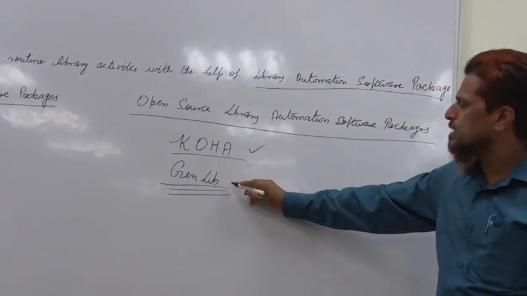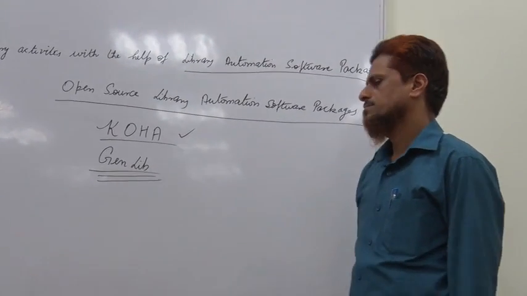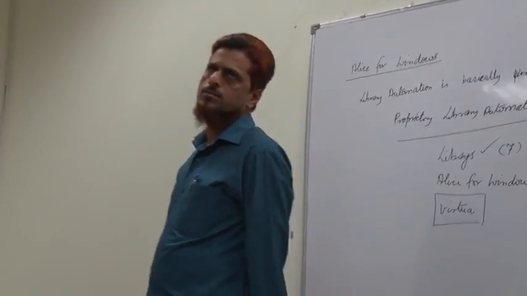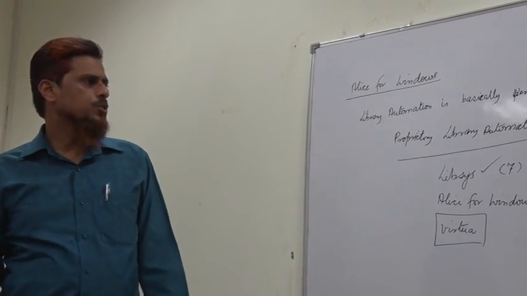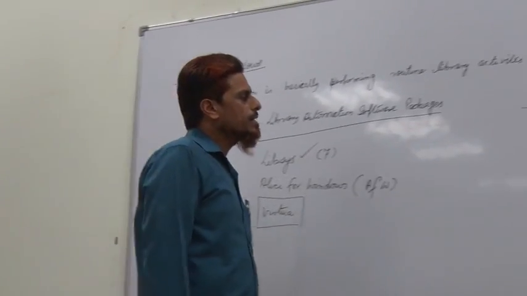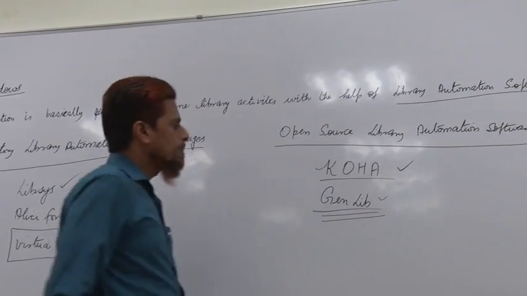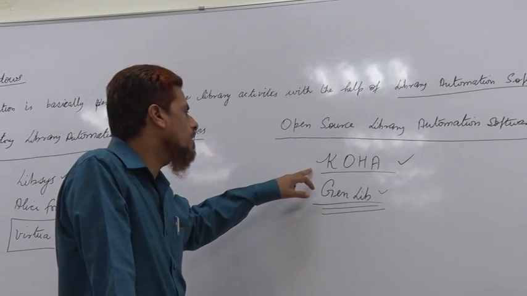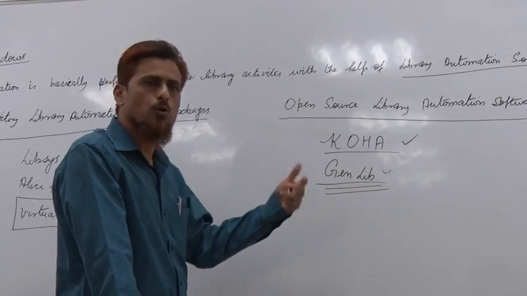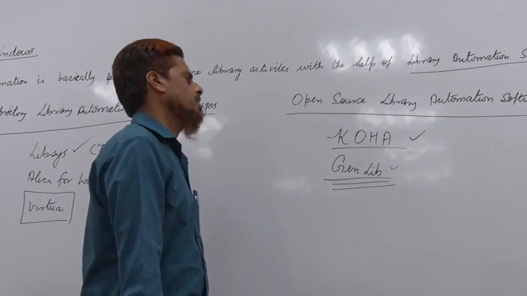Regarding Jellib, I would like to tell you that earlier it was a proprietary item. And if my memory serves me well, BHU was using Jellib earlier. They purchased the software. Later on, this software was made open source. But in comparison to Jellib, Koha is widely used. It gained more popularity among all the open source library automation software.